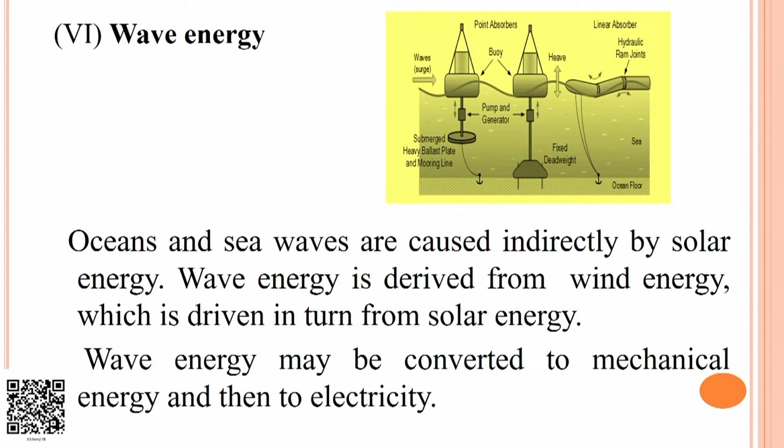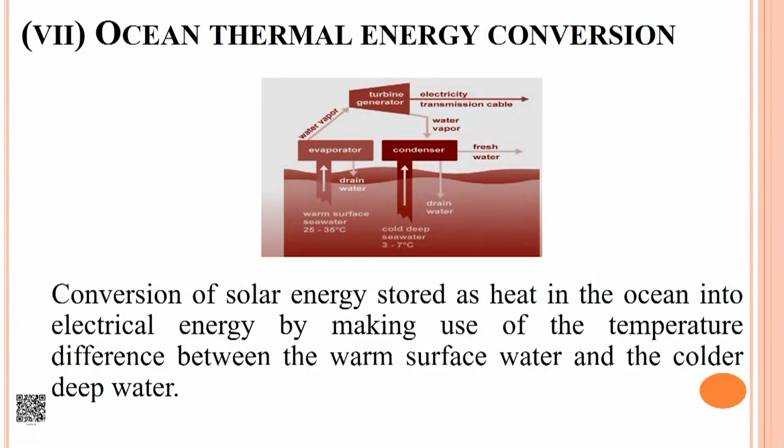So, next we will talk about wave energy. Ocean and sea waves are caused indirectly by solar energy. Wave energy is derived from wind energy, which is in turn derived from solar energy, and this energy may be converted first to mechanical energy and then to electrical energy. So, next we will talk about ocean thermal energy conversion. It is the conversion of solar energy stored as heat in the ocean into electrical energy by making use of temperature differences between the warm surface water and the colder deep water.